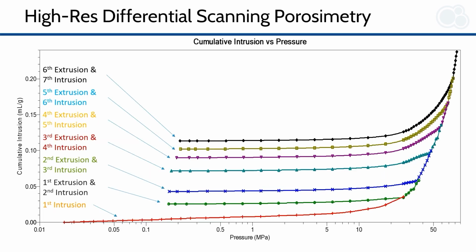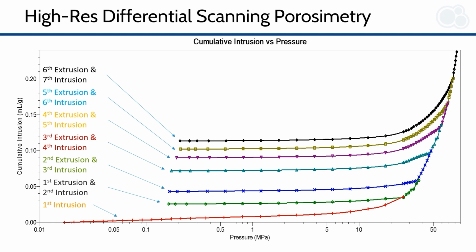Here we see the first 7 intrusion cycles for analysis of one of the alumina catalyst supports using the DSP method. The first intrusion cycle starts from vacuum pressures up to about 25 megapascals. The first extrusion is back to atmospheric pressure. Note that not all of the mercury extrudes, as almost 0.03 milliliters per gram of mercury is still within the test specimen. The second intrusion cycle is up to about 35 megapascals, and the second single point extrusion is again back to atmospheric pressure. Again, we see that some of the mercury intruded remains in the sample when pressure is reduced to atmospheric for this second cycle.